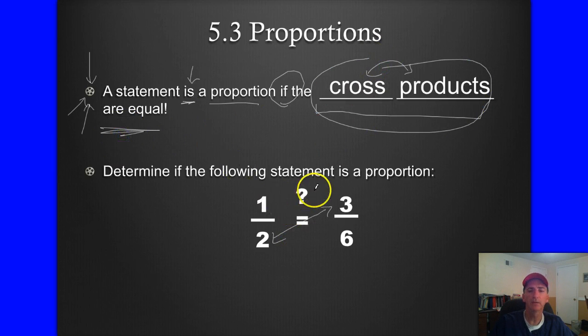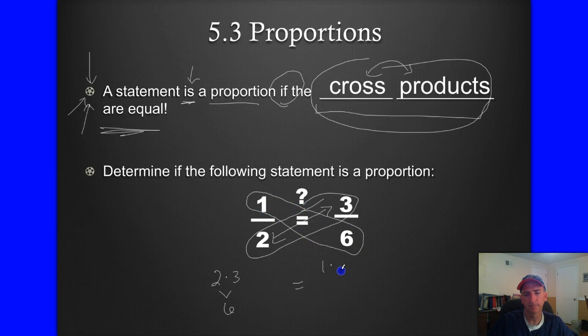The cross products are equal. Look, 2 times 3, that equals 6. Cross products are equal if the same thing happens when I do these two here. 1 times 6 is 6. So yes, this is a proportion because these two things are equal. That's what we're trying to tell you here.